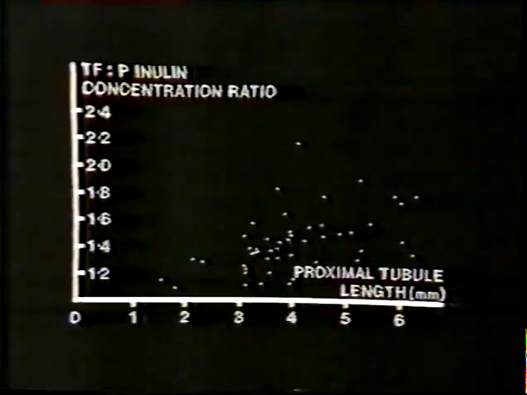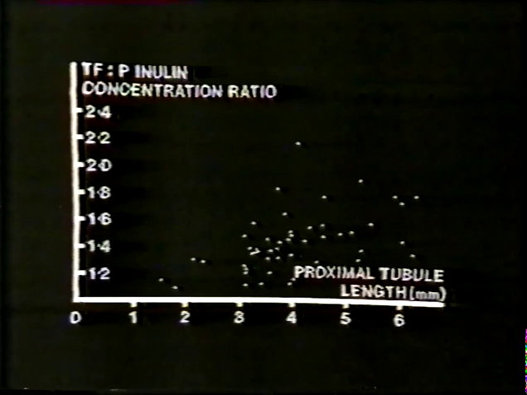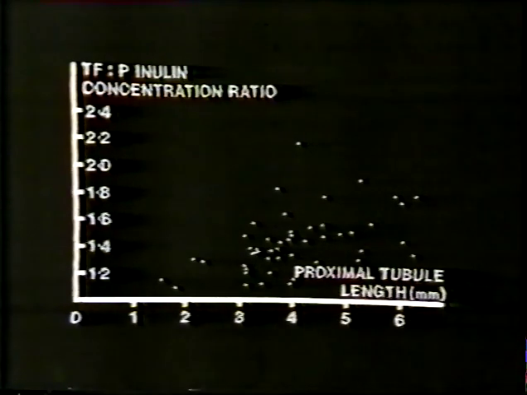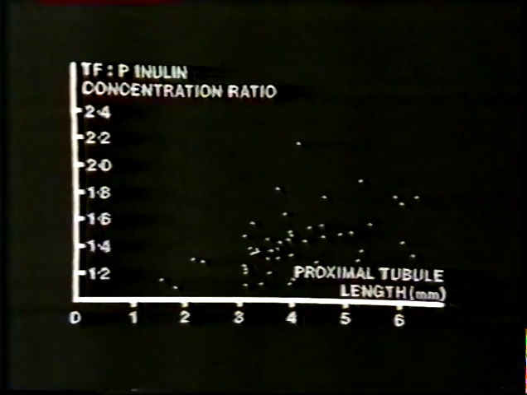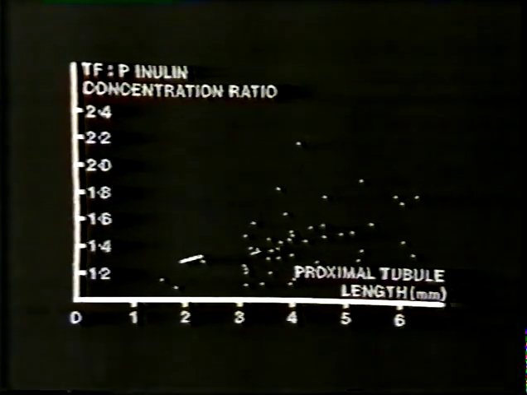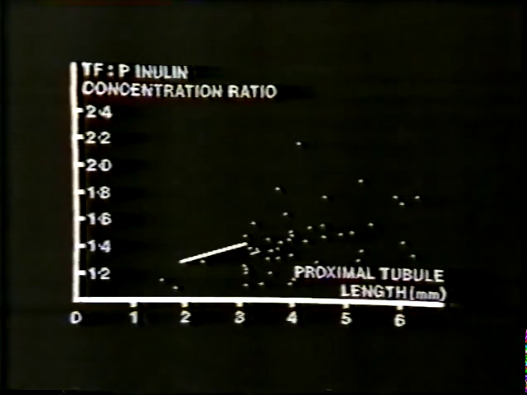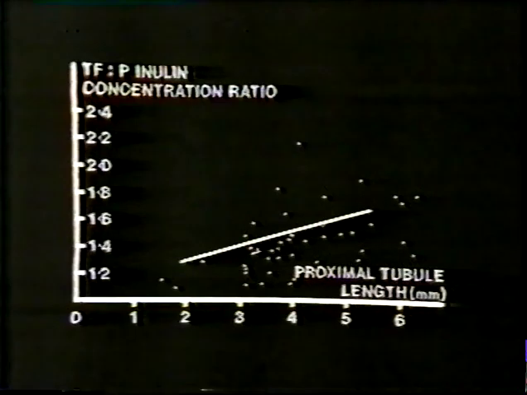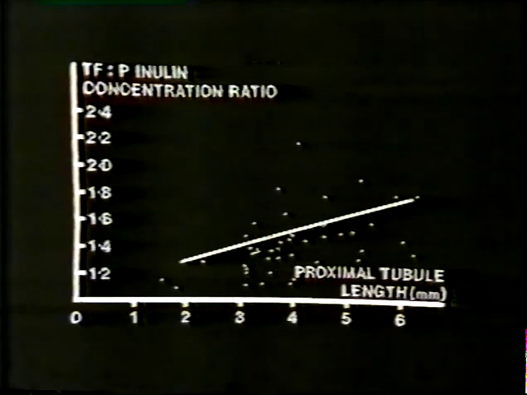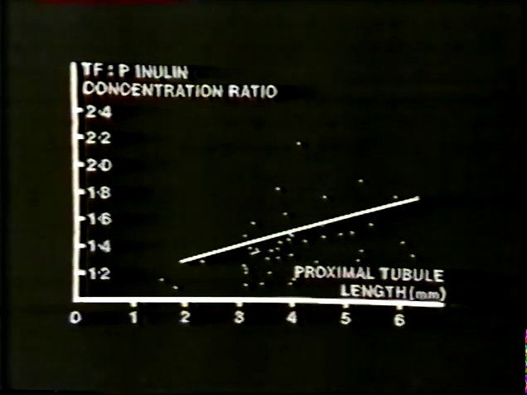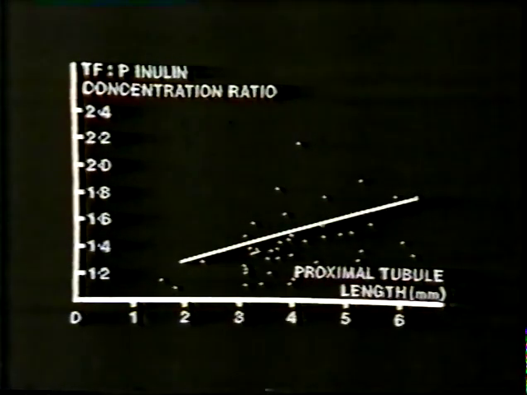This graph presents micropuncture data which show inulin concentrations expressed as tubular fluid to plasma ratios at various puncture sites along the proximal tubule. The further along the proximal tubule we go, the higher the ratio. This indicates that a progressive fluid reabsorption is taking place. We can analyze fluid in the distal tubule in the same way.